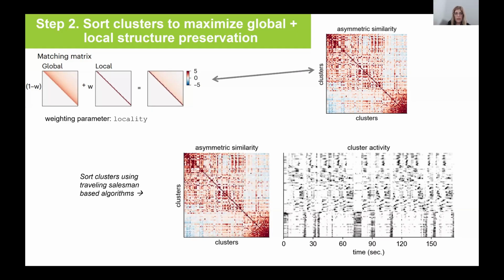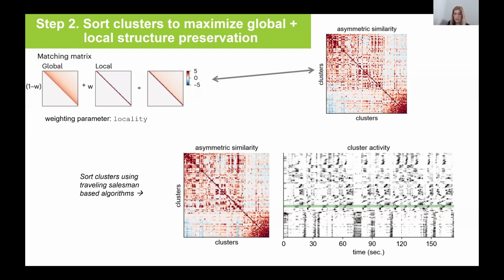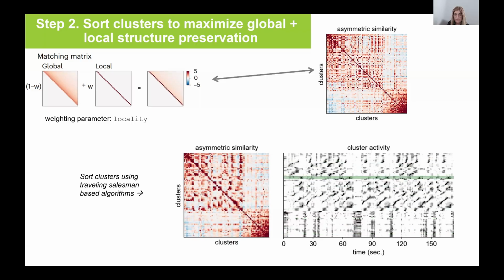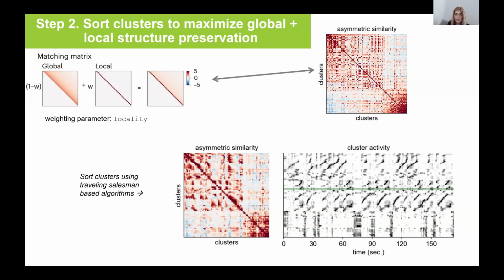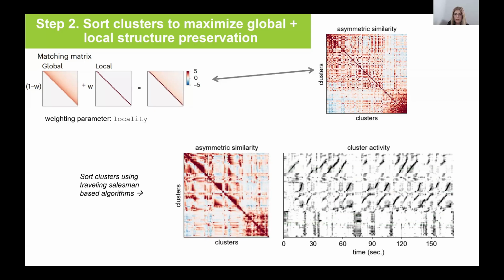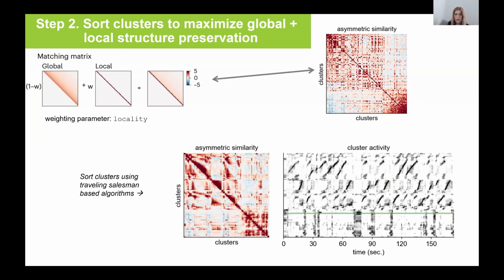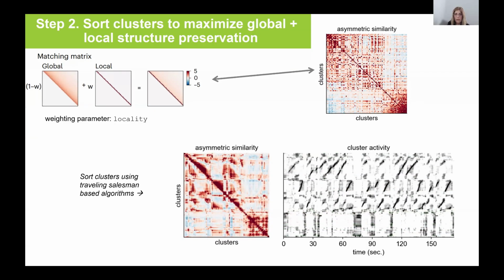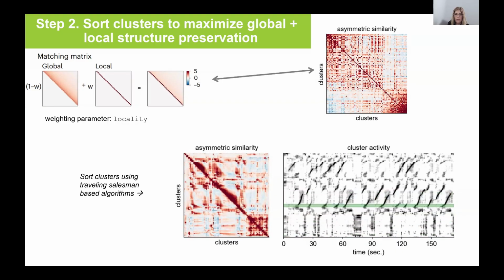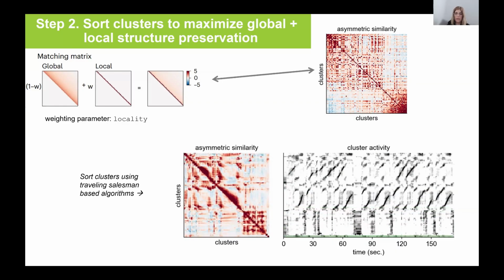The algorithm is using basically traveling salesman-based algorithms to do the sorting, and here's what it looks like when it's running. You can see the clusters moving around. Basically, it's iterating through many of the possible moves it can make, and choosing the best move that will maximize the similarity between this matrix and this matrix. And then something like this comes out.